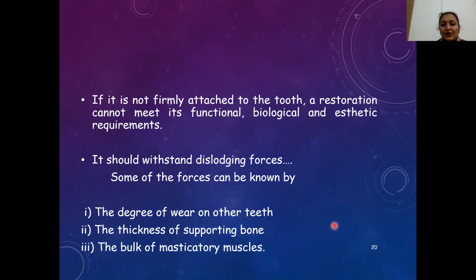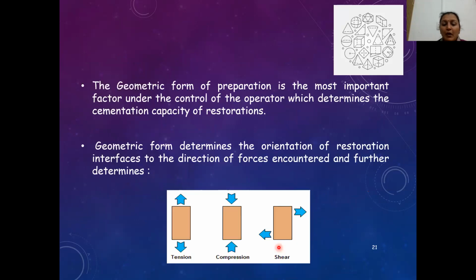If it is not firmly attached to the tooth, a restoration cannot meet its functional, biological, and aesthetic requirements. It should withstand dislodging forces. Some of the forces can be known by the degree of wear on other teeth, the thickness of supporting bone, and the bulk of the masticatory muscles. The geometric form of the preparation is the most important factor under the control of the operator, which determines the cementation capacity of the restorations. Geometric form determines the orientation of restoration interfaces to the direction of forces encountered and further determines tension, compression, and shear.